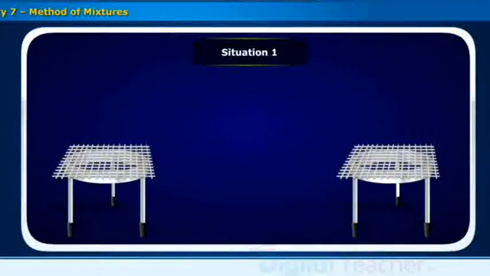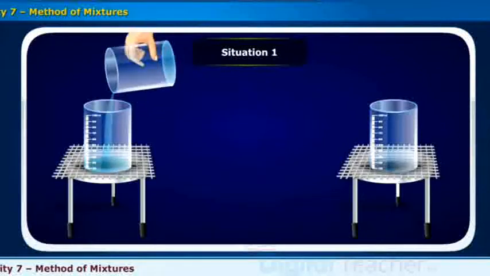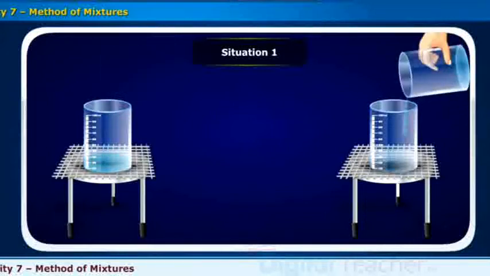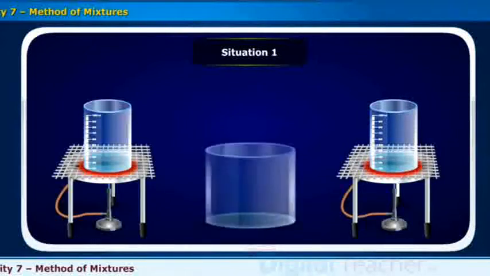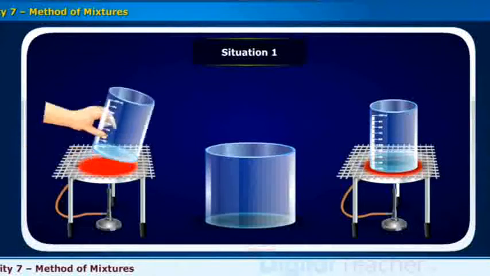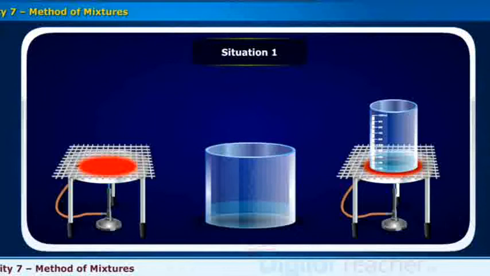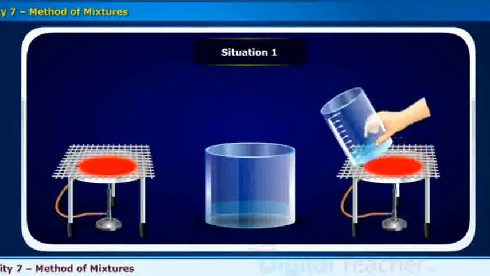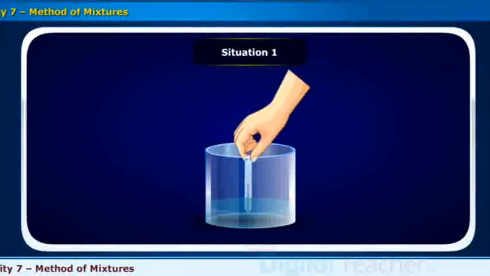Let us perform an activity for method of mixtures. Situation 1. Take two beakers of same size. Pour 200 milliliters of water in both of them. Now heat the water in both the beakers till they have the same temperature. Pour the water from these two beakers into a single larger beaker. Measure the temperature of water mixed in the larger beaker.